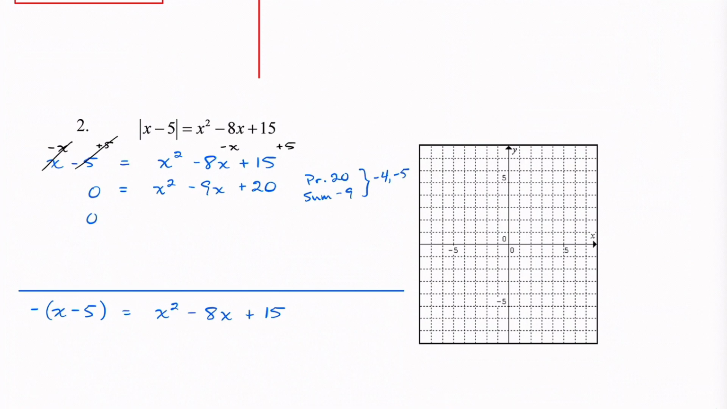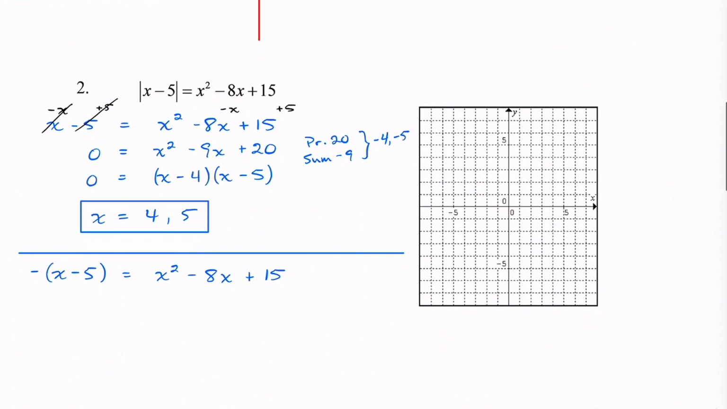So we can break it apart into those two terms. So we got x minus 4 and x minus 5. And then you'd take each of those, set them equal to 0, and we get x equals 4 and x equals 5. So we've got two solutions there.